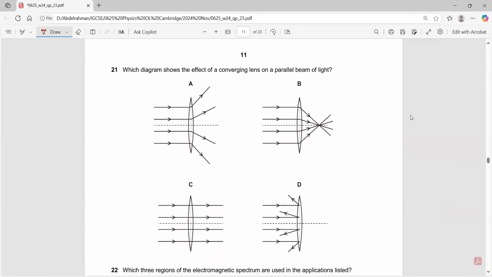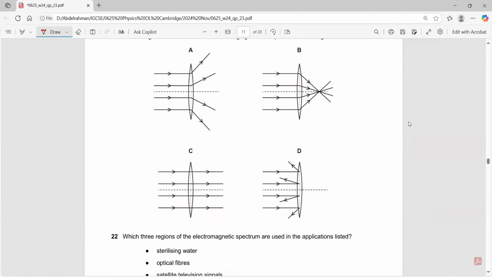Which diagram shows the effect of a converging lens on a beam of light? You have parallel rays. These parallel rays would be converged into the focal point, as in B.